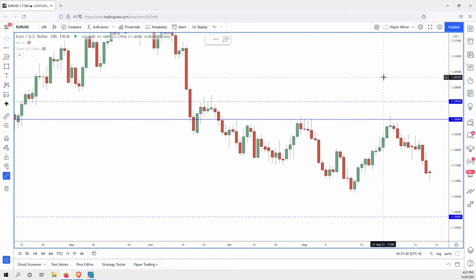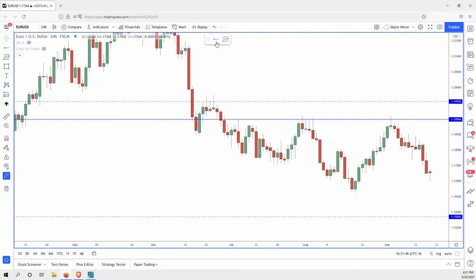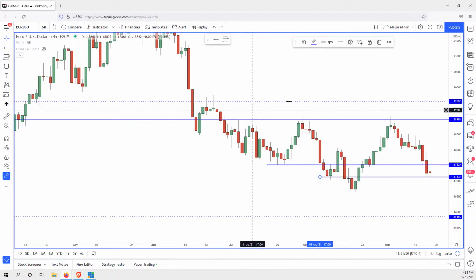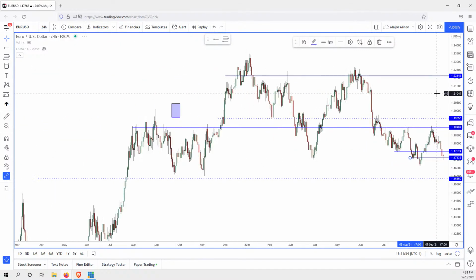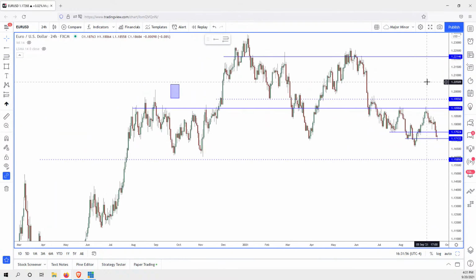So to answer your question, yeah, I would agree with the long. You're near a long area. Look at these supports here, right? You have a support here. You have one over here. And generally, if you just zoom out on the euro, I mean, you're near a range low, okay?